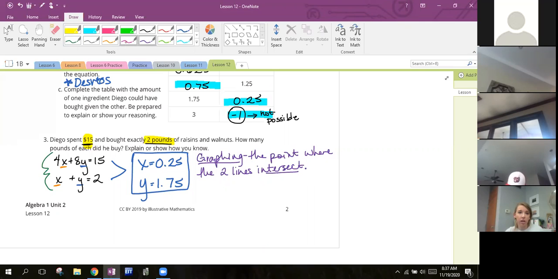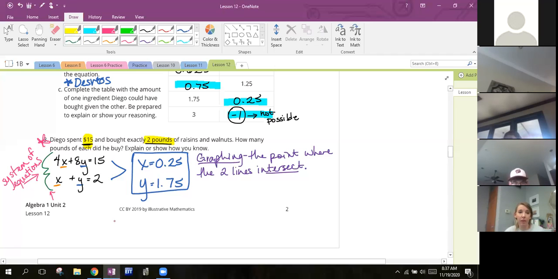So what this is getting you to see is that anytime you have two or more equations, in Algebra 1 you only ever have two, but when you have multiple equations for the same situation, which in this case is pounds of raisins and pounds of walnuts, that's called a system of equations. They're usually represented by this little curly bracket that I attempted to draw. That tells you it's a system.